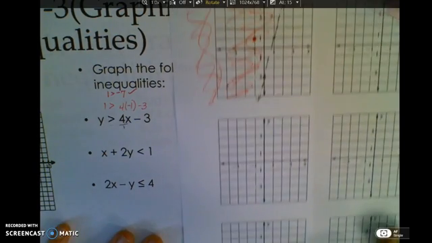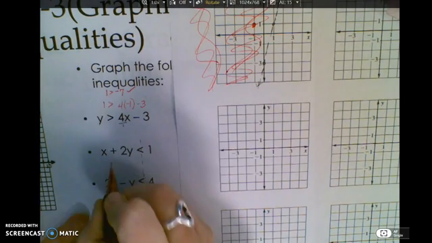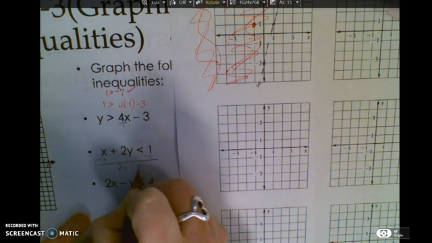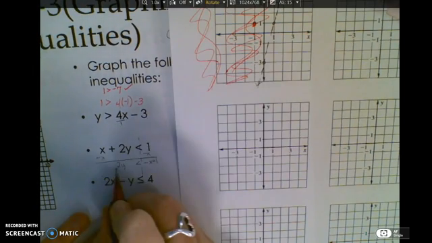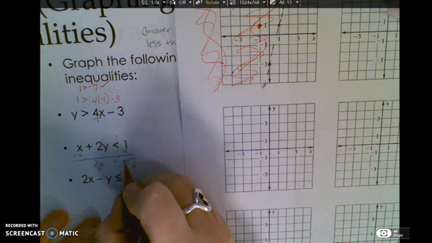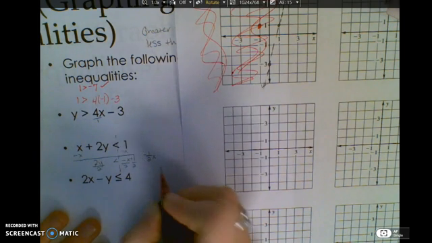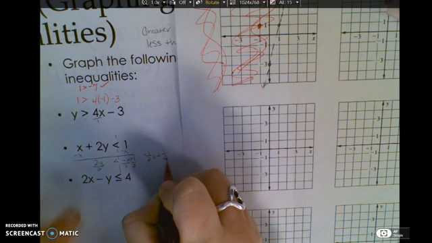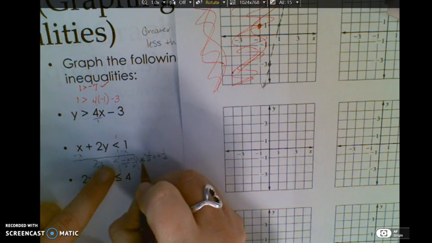Second problem. Notice that this one is not in slope-intercept form, so I'm going to have to make it that way. I'm going to subtract x. So 2y is less than -x plus 1. Do not combine these, they are not like terms. I'm going to divide by 2. When I do that, that is a -1, so that is a -1 half x. And this is going to be plus 1/2. And then I need to put my y and keep my symbol less than.